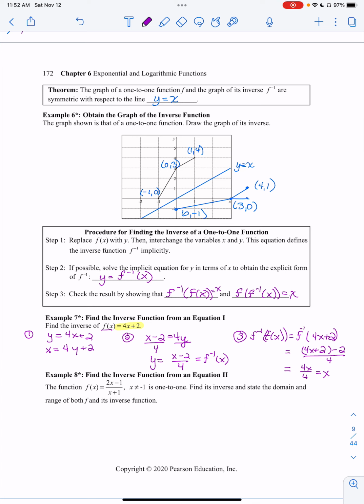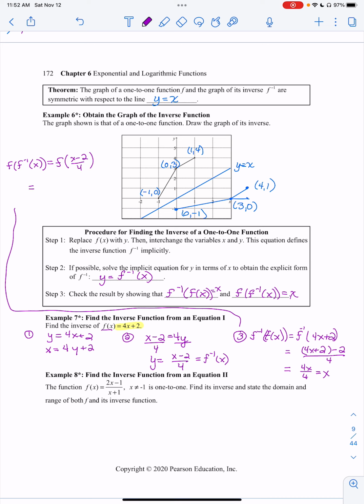So let's bring this up here just so we have room. If I look at f of f inverse of x for this one, then what I have is f of (x minus 2) over 4.